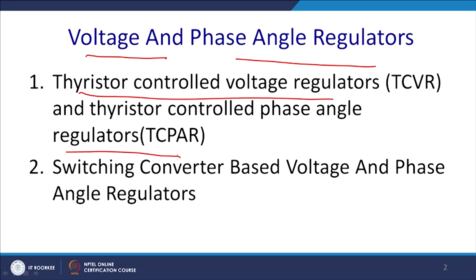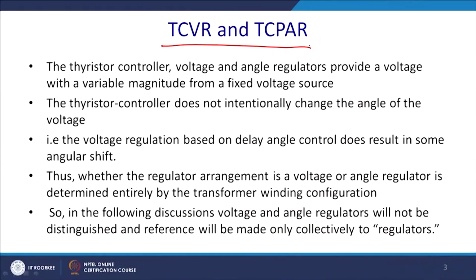And the other is the switching converter based voltage and current phase angle regulator. The first one is thyristor based, it is primitive, and the second one is basically GTO or IGBT based. Historically, these two came first. So, first we will discuss the TCVR and TCPAR.